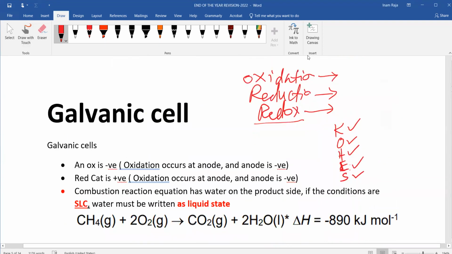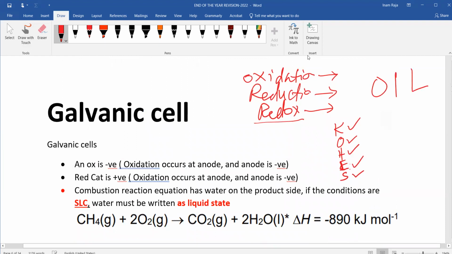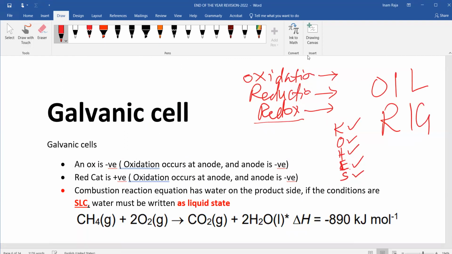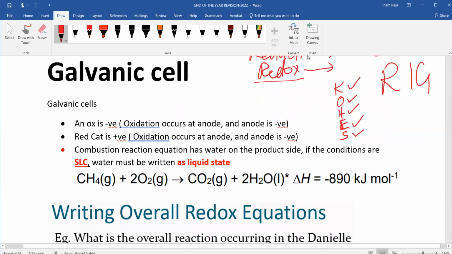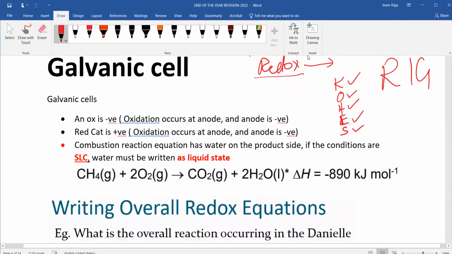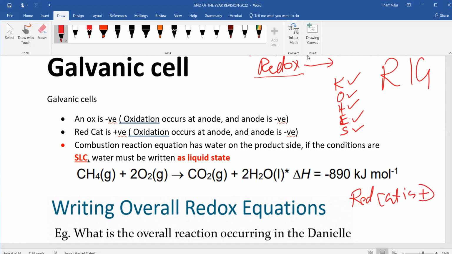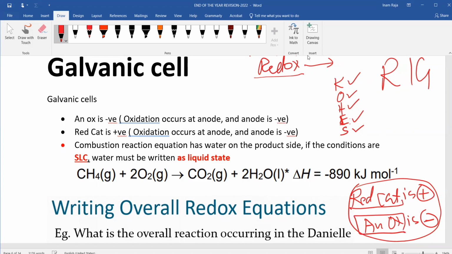And remember this oil rig, yeah? Oxidation is loss and reduction is gain. For galvanic cell, another statement I gave you in the class is like people love cats, yeah? So red cat is positive, and who loves an ox? An ox is negative. All right. So this full statement is true for galvanic cell and for fuel cell. And this half statement, red cat and an ox, is true for all the cells.